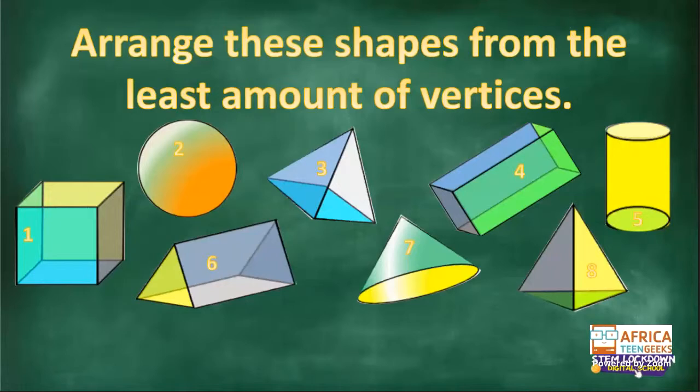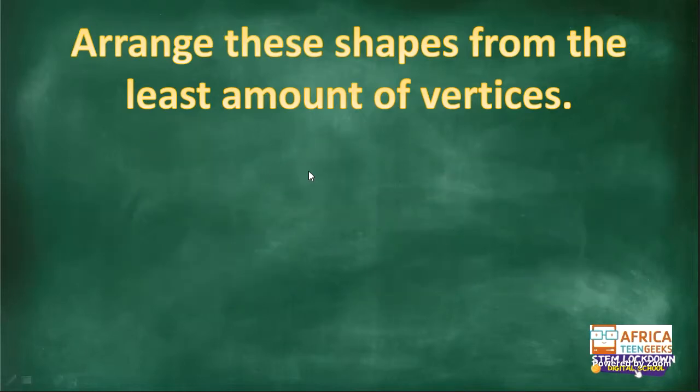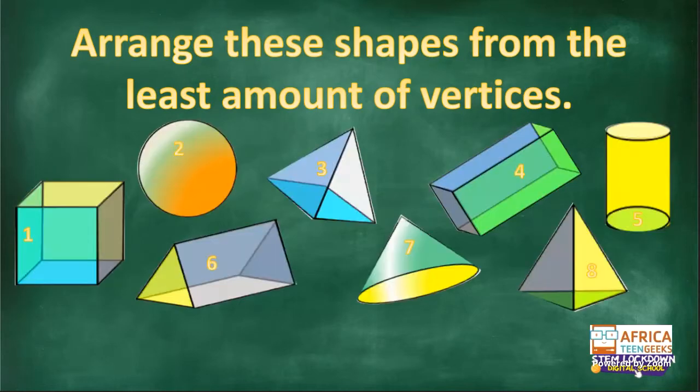Let's do it a little bit differently, guys, because there are so many answers here and I want to give everybody points. Let's try this question one more time. I'm going to go to the next slide. Arrange these shapes from the least amount of vertices. So which one is first? Just give me one answer. What should I write first? There we go.